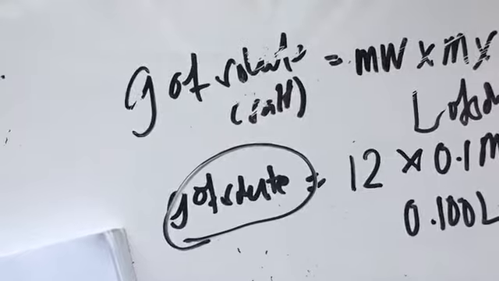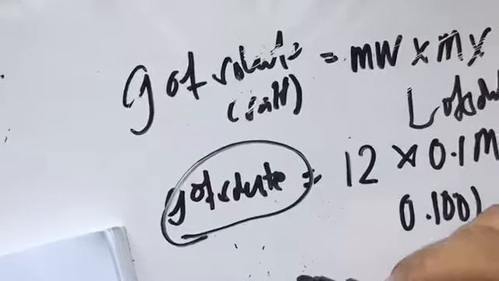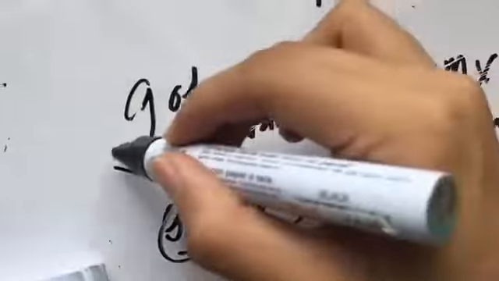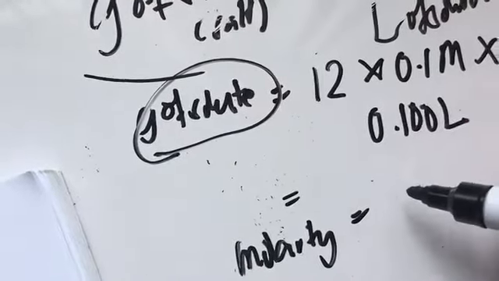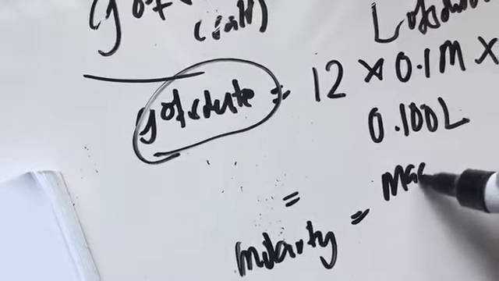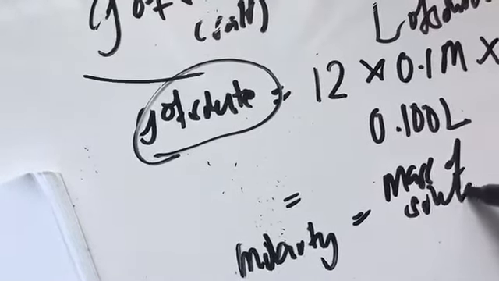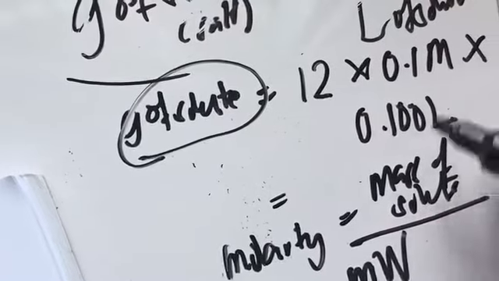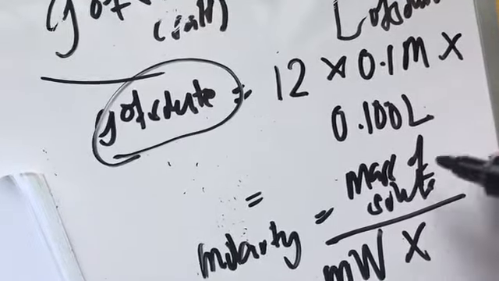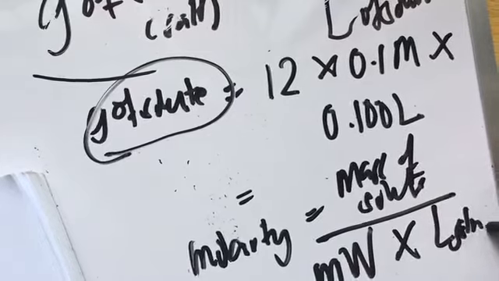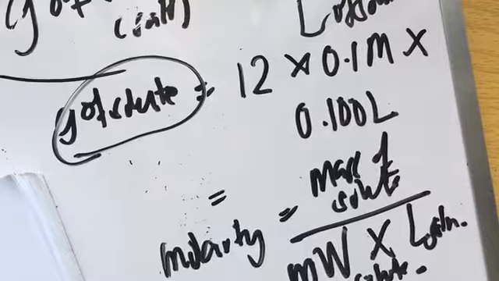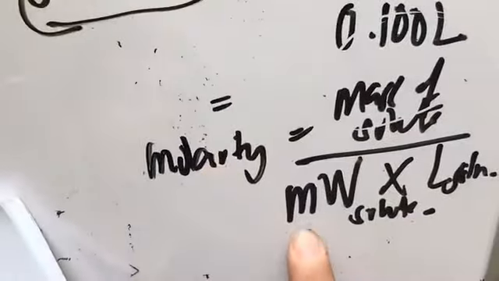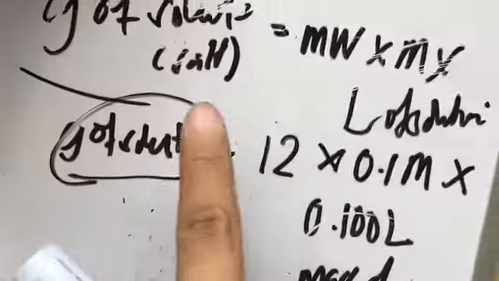This formula came from the formula of molarity, which is mass of solute over molar weight times liters of solution. If you solve for the mass of solute, it becomes molarity times molar weight times liters of solution, which is the same as this.